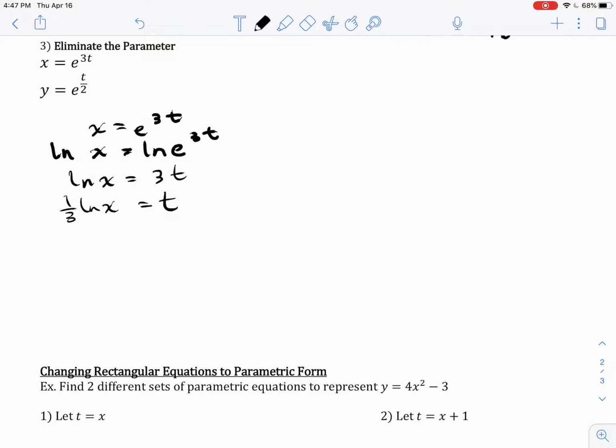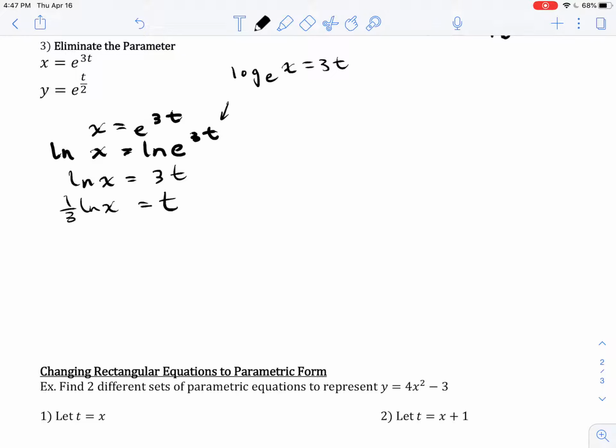And if you're having a hard time wrapping your mind around that, again, review your logarithmic properties, okay? And just ask yourself, what would that look like if I were to expand that in its full logarithmic form? Maybe another way of writing that is to say something like this: log base e of x is equal to 3t. Take a moment and think about that.